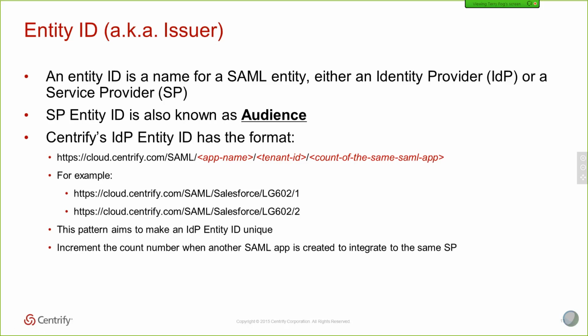Okay. So once again, we came up with a scheme to make it unique, or once again closer to unique, by adding the tenant ID. So to separate this tenant from that tenant, this customer from that customer. And then within the same tenant, the count is treated like a number ID of the SAML application.